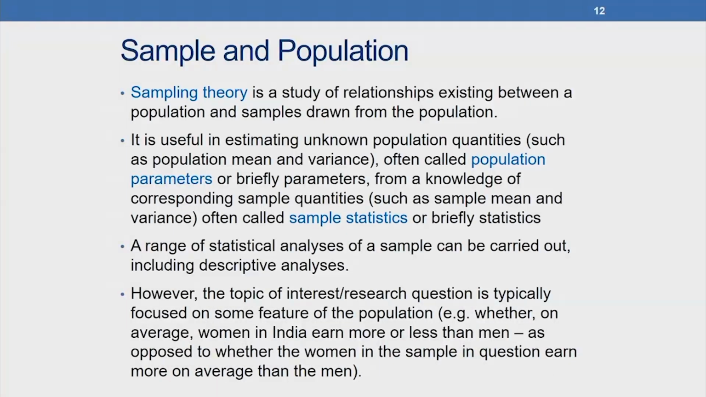So, when we are calculating the average age of children in a class of 100, here age becomes a parameter. If we are calculating height, height becomes a parameter and so on, from a knowledge of corresponding sample quantities such as sample mean and variance, and this is also referred to as sample statistics. When we are carrying out these estimations based upon the sample and not the entire population, then what we are expressing is sample statistics. So, we want to estimate a population parameter, let us say age or height, based upon the sample statistics from the sample that we have drawn from the population of 100 children.